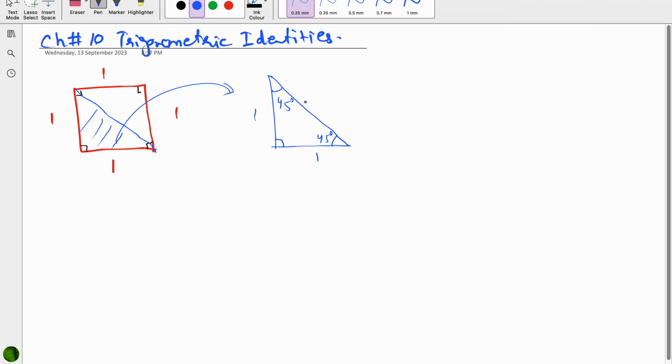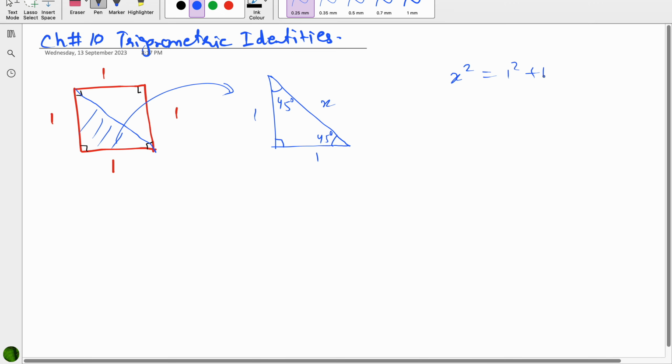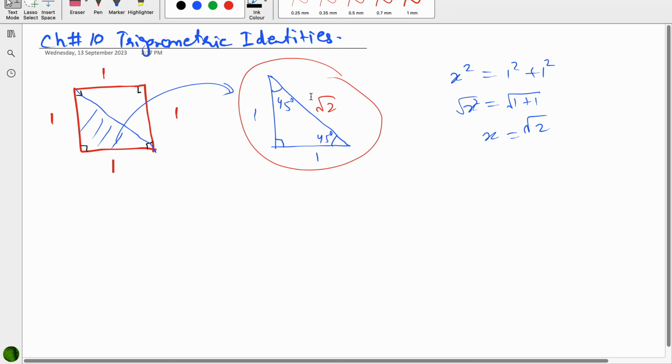Now solve for this unknown side x. So this is x square is equals to 1 square plus 1 square using Pythagoras theorem. This is 1 plus 1, square root both sides. So x is equals to square root 2. So now we know that it is square root 2. This is one of the triangles and we need to memorize it. Second triangle.